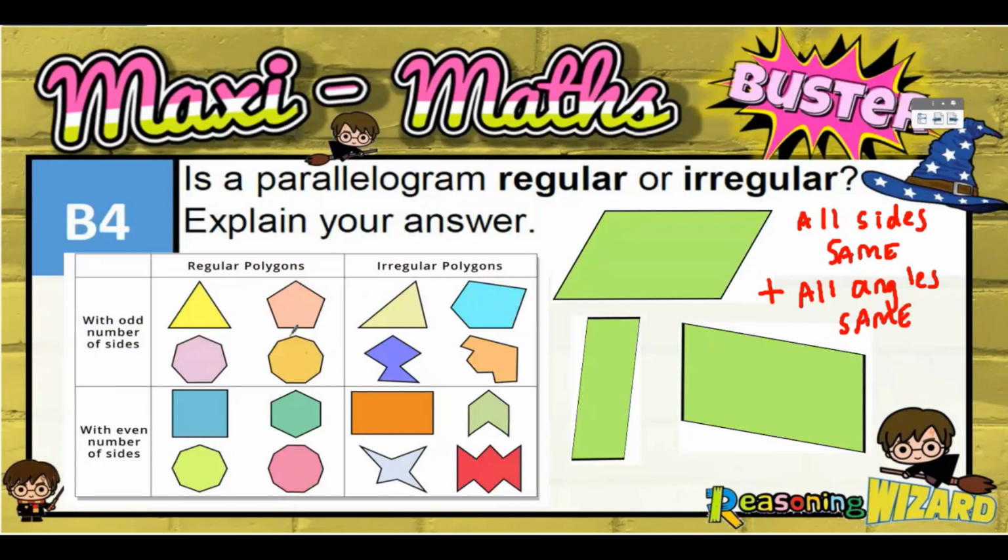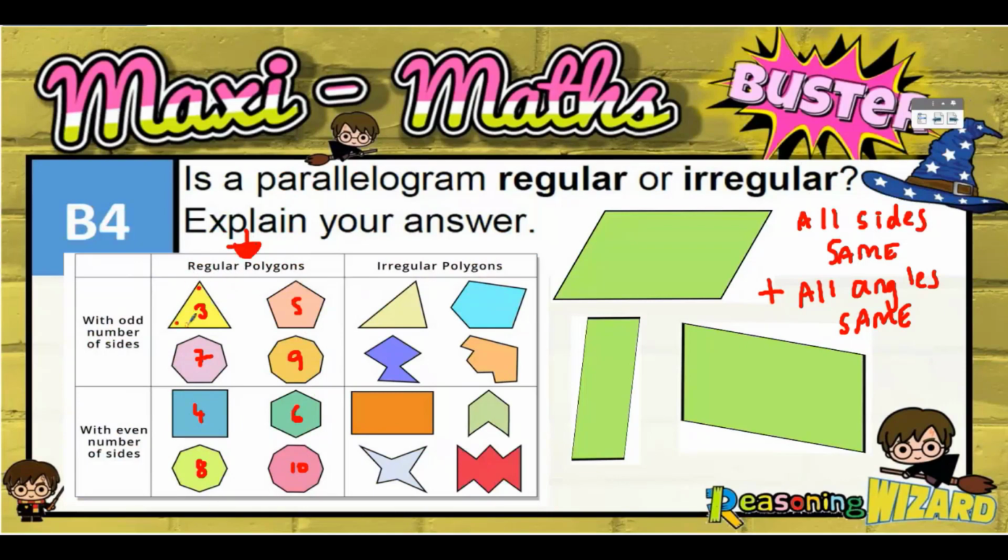In this table over here, we've got some examples. In this first column, we've got regular polygons. A polygon is just a posh word for a shape with straight sides. So regular polygons have odd numbers of sides, so 3 sides, 5 sides, 7 sides, 9 sides. Even numbers of sides, 4 sides, 6 sides, 8 sides, 10 sides. But the point is, these are all regular.